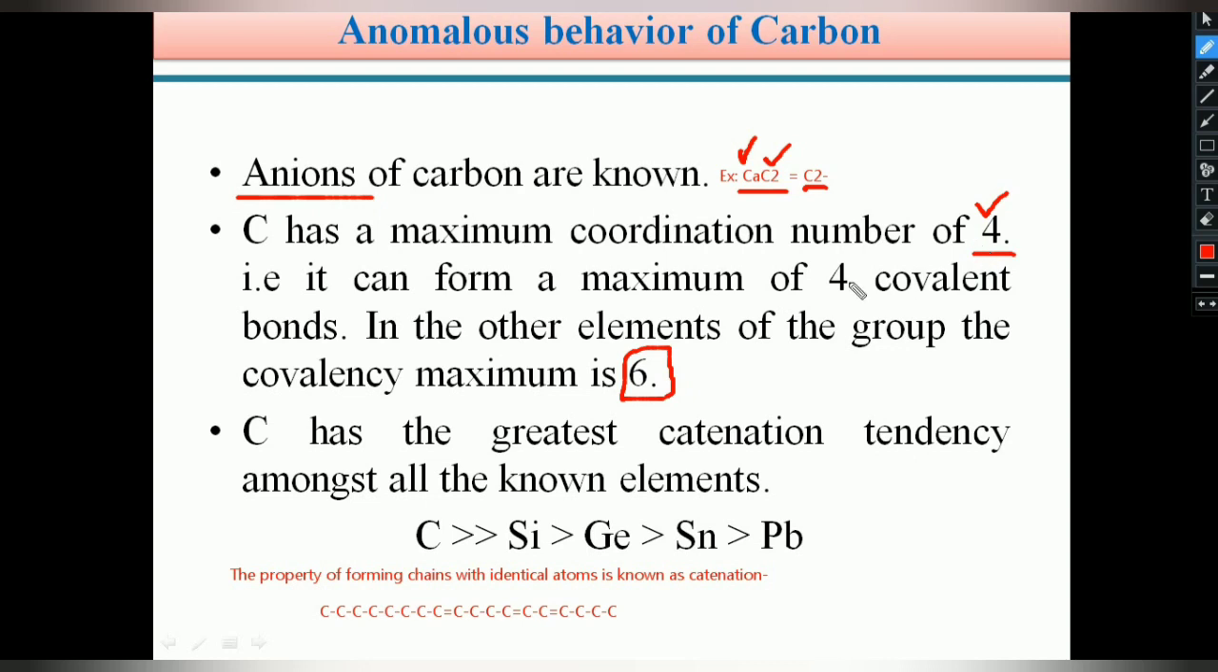The next reason is that carbon has a higher catenation capacity when compared with the other elements present in the fourth A group. When compared to silicon, germanium, tin and lead, carbon has high catenation capacity. Catenation means the property of an element to form chains with identical atoms. A long chain formation is possible. This type of property is known as catenation.